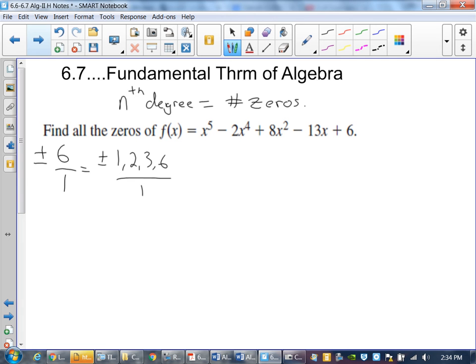I have a 5th degree polynomial, which means how many parts should be in our sequence? 6. I should have 6 terms in my sequence. Do we have 6 terms in the sequence? No. What am I missing? The third, so what do I have to put there? A 0. Very good. That's the idea.